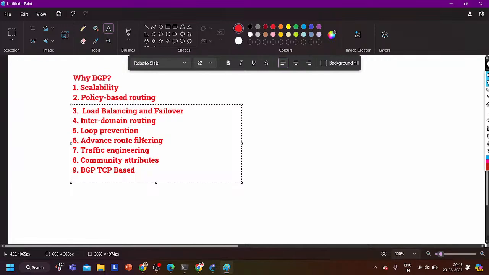BGP works at the application layer and it uses TCP at the transport layer. That means all messages in BGP will be unicast only, because guys, TCP does not support multicast. And before sending the actual BGP message, the router has to establish a TCP connection. As you know, TCP first establishes a connection before sending the actual data, correct?